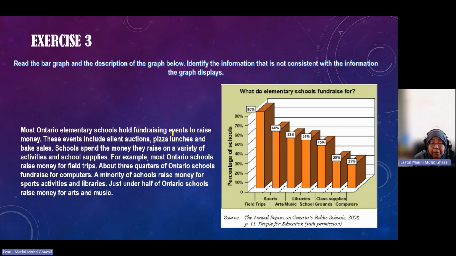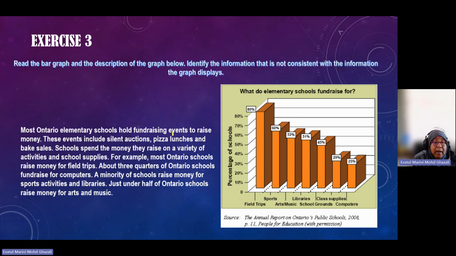Look at library, 51%. Sports activity is 60%. Can this be considered as minority? No, because libraries is over half. Sports is 60%, so over half already. So we cannot categorize this as minority. So this is again not consistent.